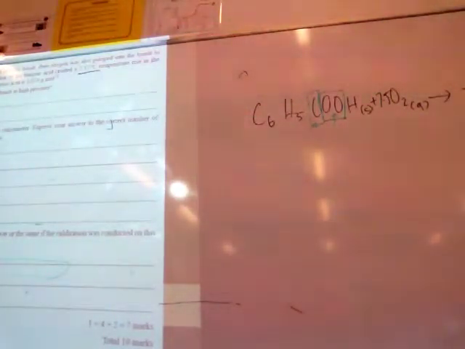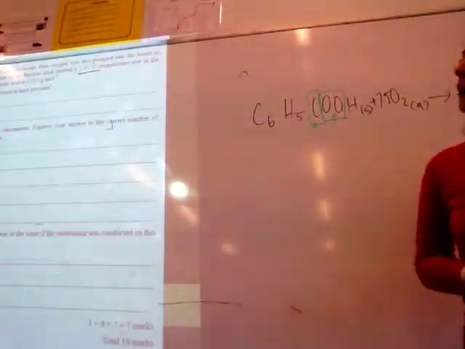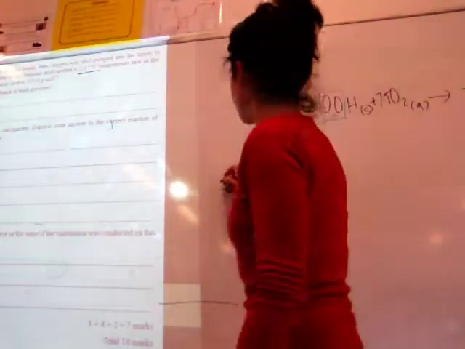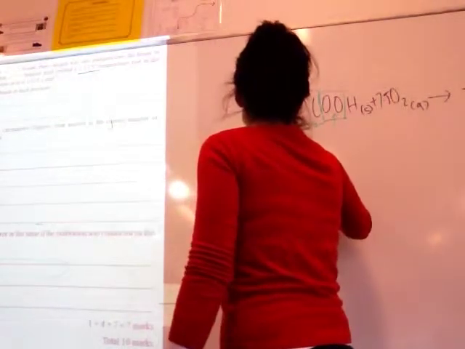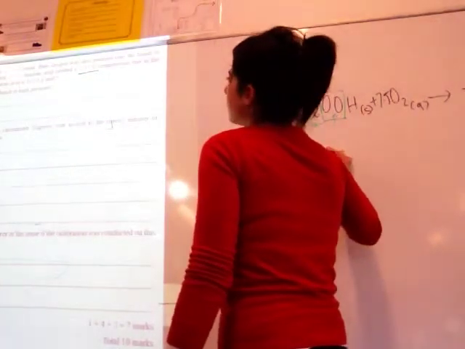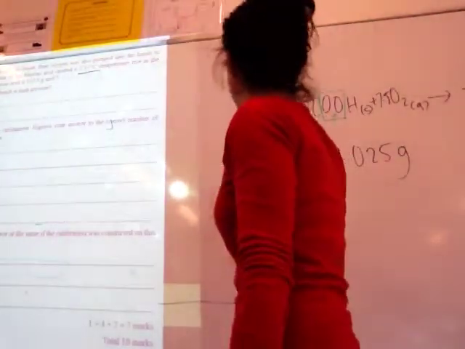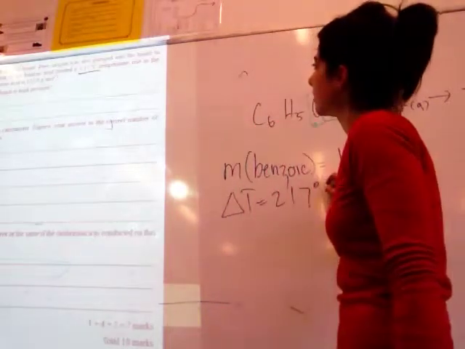Yeah. And a 1.025 gram sample of benzoic acid. So we have this, right? In other words, how are we calibrating it in this case? Using a reaction with a known delta H. Excellent. Using a reaction with a known delta H. So we have a mass of benzoic, 1.025 grams. We've got a delta T of 2.17 degrees Celsius.